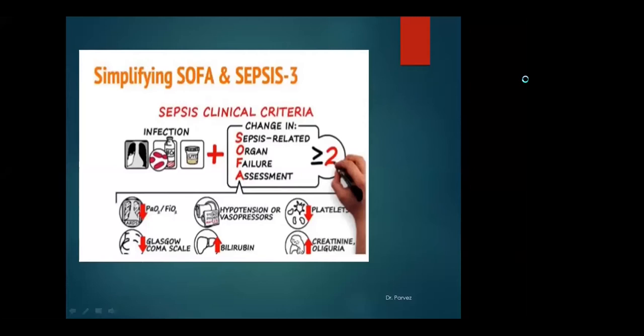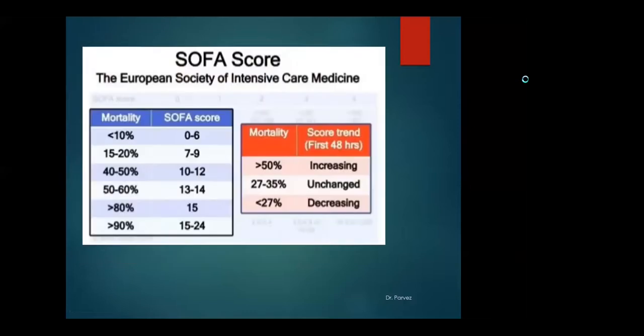So just simplifying the SOFA and Sepsis-3, infection plus the sepsis organ failure assessment consists of the 6 parameters: the PF ratio, hypotension or the mean arterial pressure, the platelet count, the drop in platelet count, the GCS scoring, CNS, liver function, which is basically the increased bilirubin, creatinine, or oliguria.